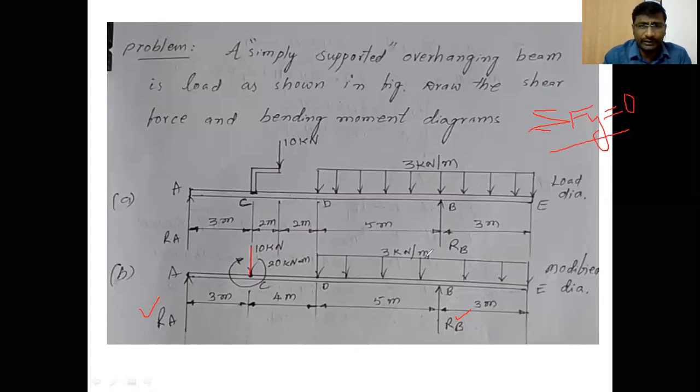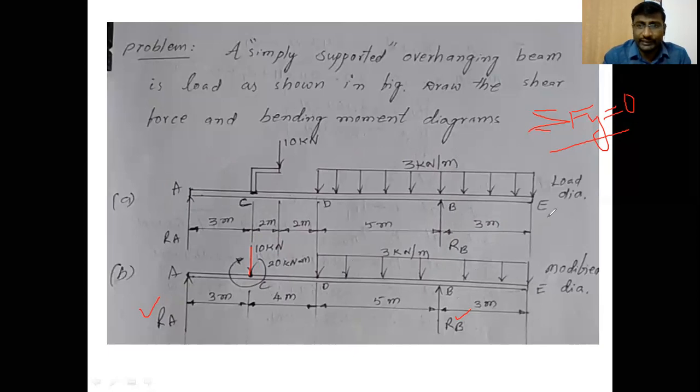So 3 kilonewton meter per meter. Every meter, 3 kilonewtons is acting. How much distance is it distributed over? Total 8 meters is distributed. So total how much load is acting on the beam due to UDL? 3 into 8, 24 kilonewtons, for every meter 3 kilonewtons, total 8 meters, load is acting on the beam due to UDL in the downward direction.